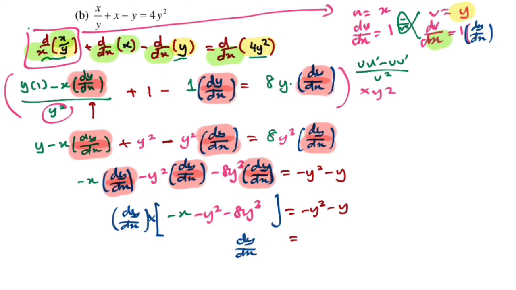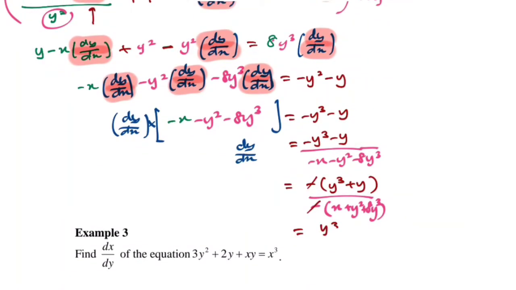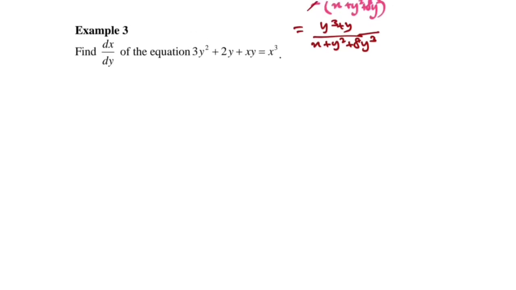As you can see, there are too many negatives on top and also below, so what I can do next to simplify is just factorizing that negative sign. After you factorize the negative on top and also below, you can simplify and cancel that negative out, and the answer is just y cubed plus y on top and x plus y squared plus 8y cubed at the denominator. And that's your answer. Look at example 3.